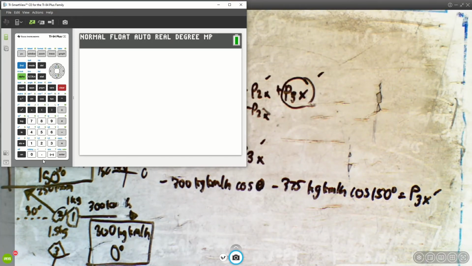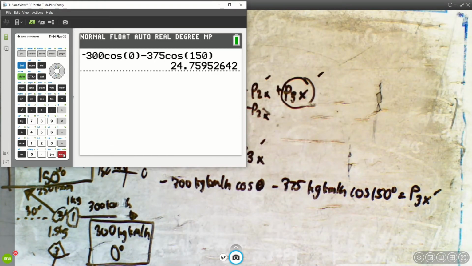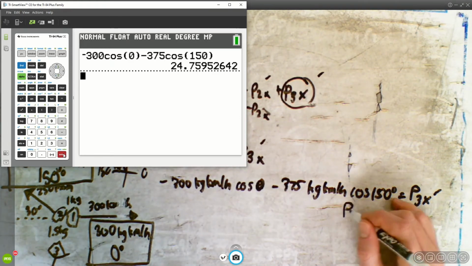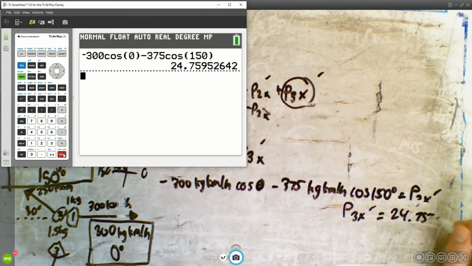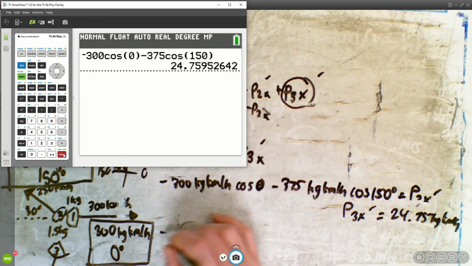So now we plug it into our calculator, put the negative in front, 300 kilograms kilometers per hour at 0 degrees. We subtract 375 cos of 150, and then we get our answer, which is positive 24.75. So that's going to be our momentum of 3, and the x after is the 24.75. And obviously I'll use my full answer. It's in kilograms kilometers per hour.